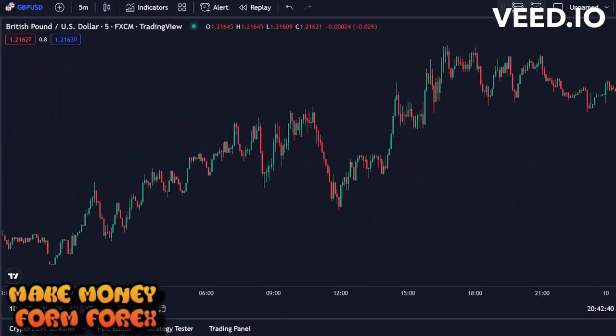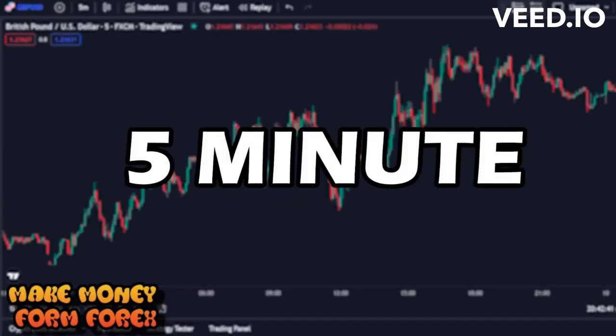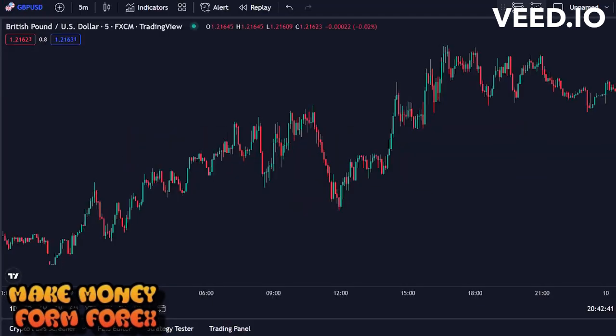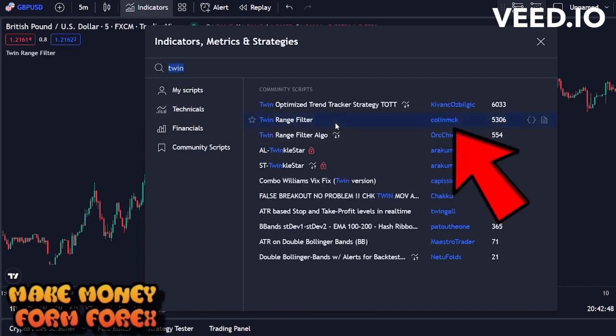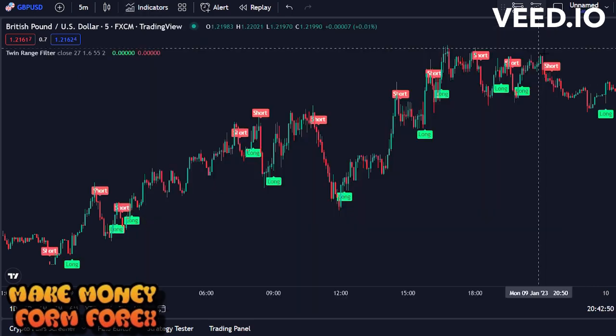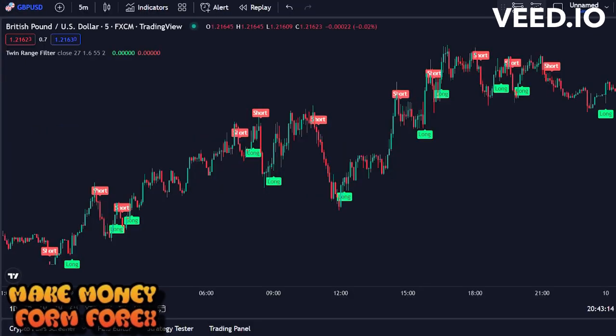First step is to load up TradingView and choose what forex pair or other security you want to trade. For this video I will use GBP USD on the 5-minute timeframe, but this strategy can work on any security you will use. Now click on the Indicators tab and search for Twin Range Filter. Choose this one by Colin MCK. The default settings will work for us, so no need to change anything. This indicator will be our entry signal, so when it prints a long we buy and when it prints a short we sell. Pretty simple.